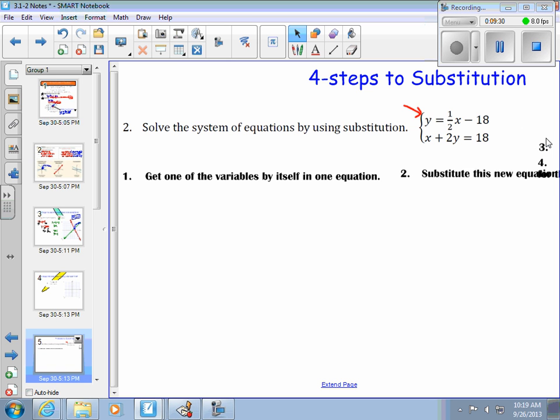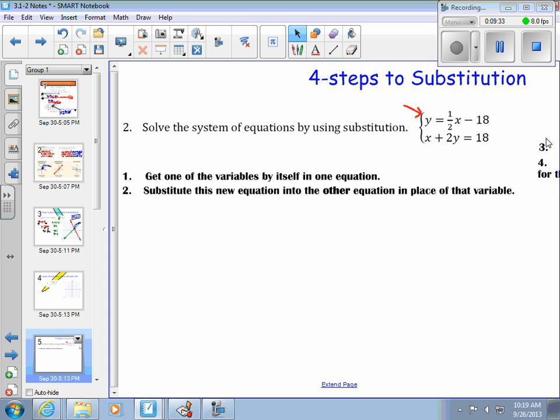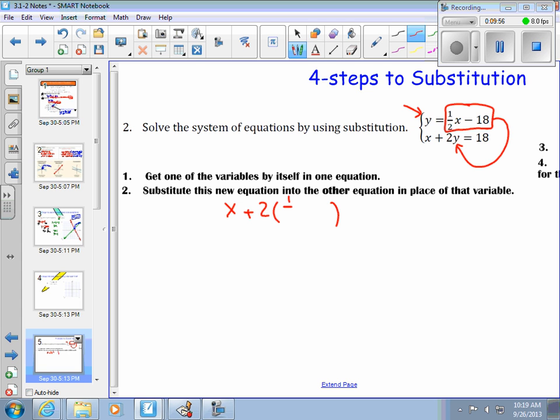Second step, now we want to substitute this new equation into the other equation and replace that variable. So we're going to take what y equals here, and we're going to plug that or substitute that in for the y here, since that's what y equals. So that will result in x plus 2 times, and then we put a parenthesis here because we're substituting in for y, 1/2 x minus 18, and then we write the rest of the equation out, equals 18. So now we've made the substitution. Next step.